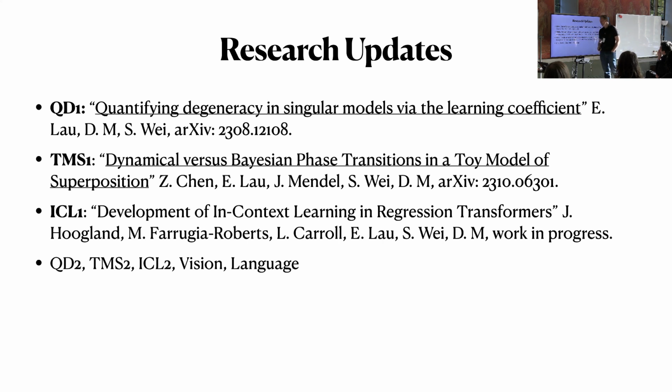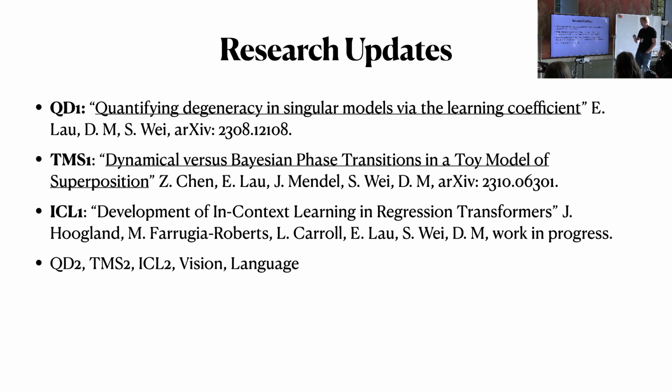So TMS2 is the follow-on paper, and that's looking at the story around catastrophes and its relation to this. I'll sketch what I think about that in a moment. I think it's quite critical, otherwise there are several confusing points about what you even mean by phase transitions if you don't understand that story. ICL2, we're looking at in-context SLT. And there's vision and language.